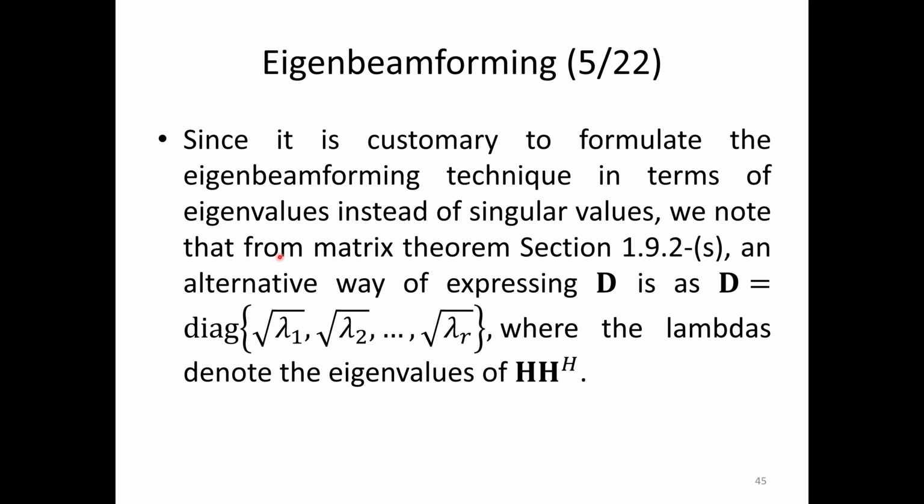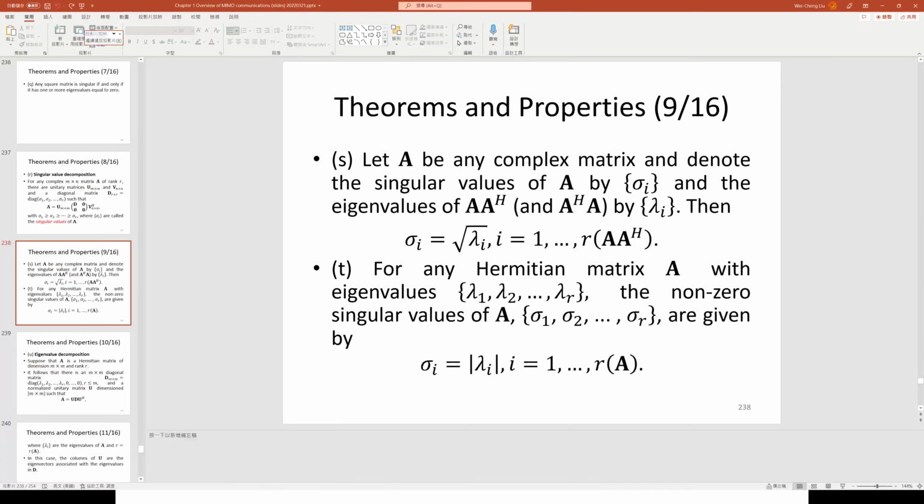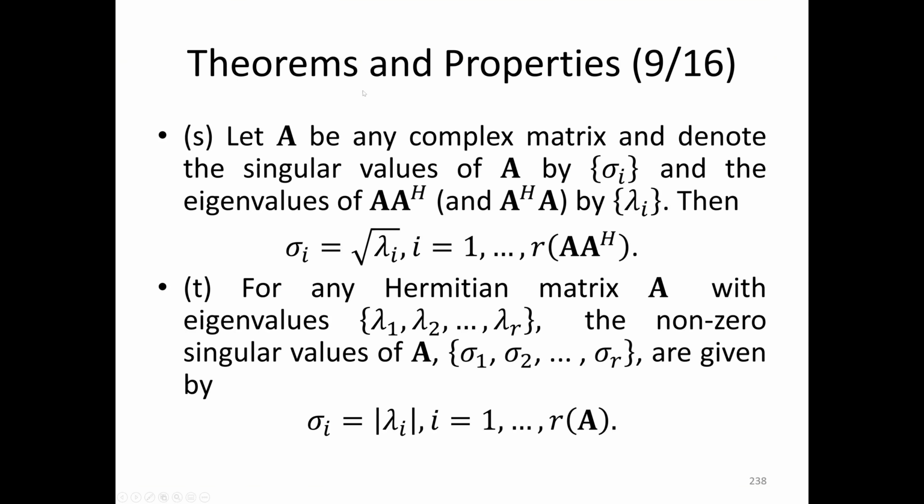We note that from matrix theorem section 1.9.2s. Let us go to section 1.9.2s. Let A be any complex matrix and denote the singular values of A by sigma i, and the eigenvalues of A times A Hermitian and A Hermitian times A by lambda i. Then sigma i is equal to the square root of lambda i, where i is equal to 1 to the rank of the matrix A times A Hermitian.